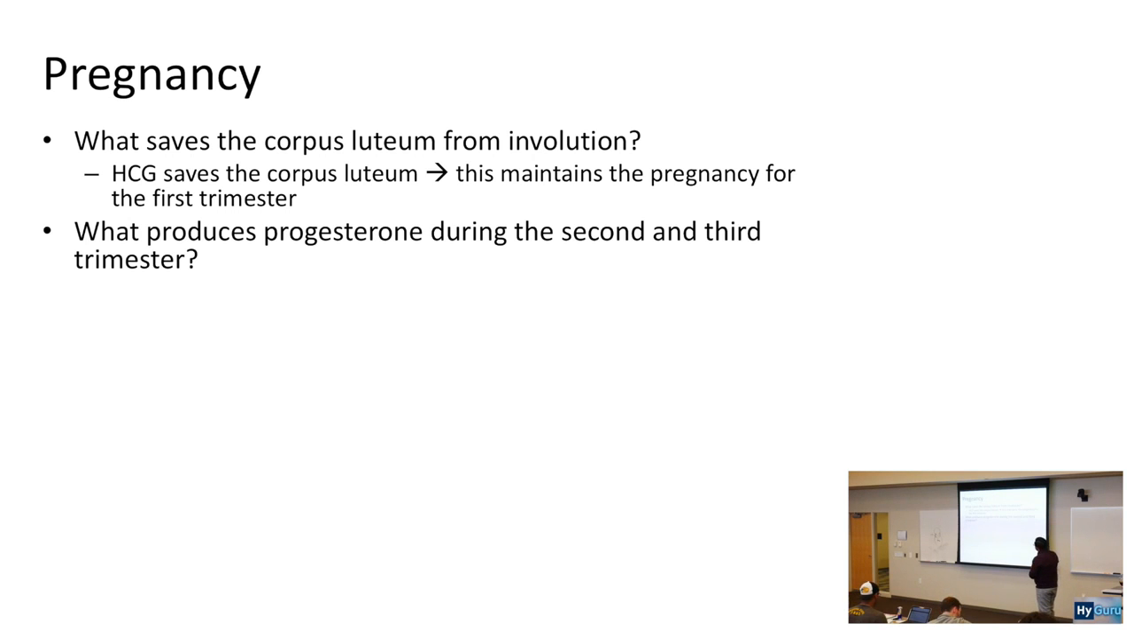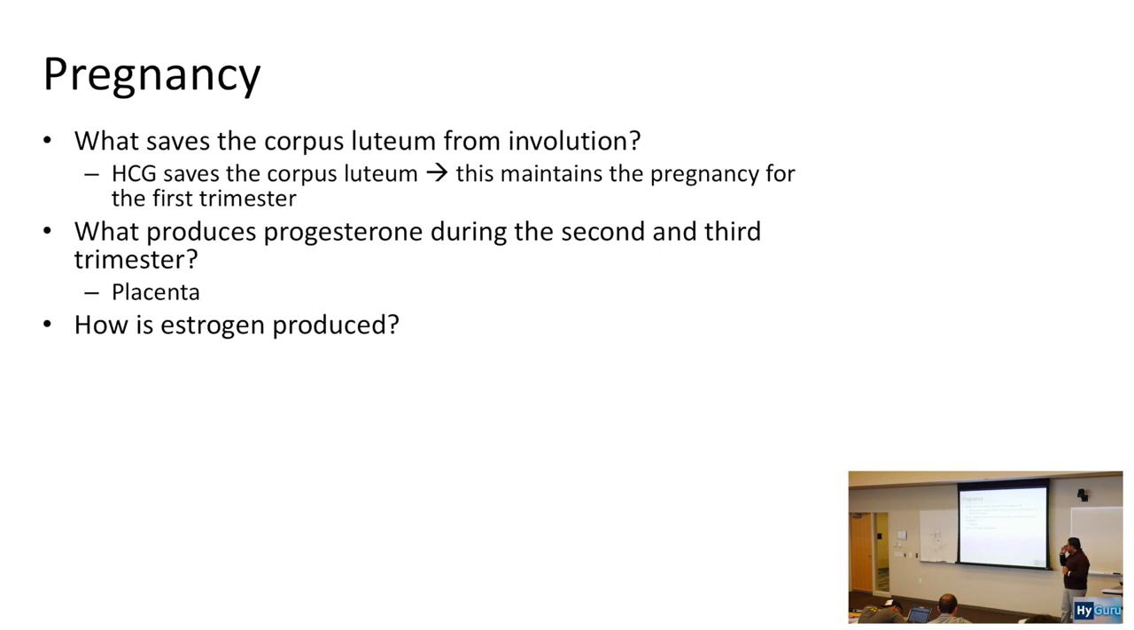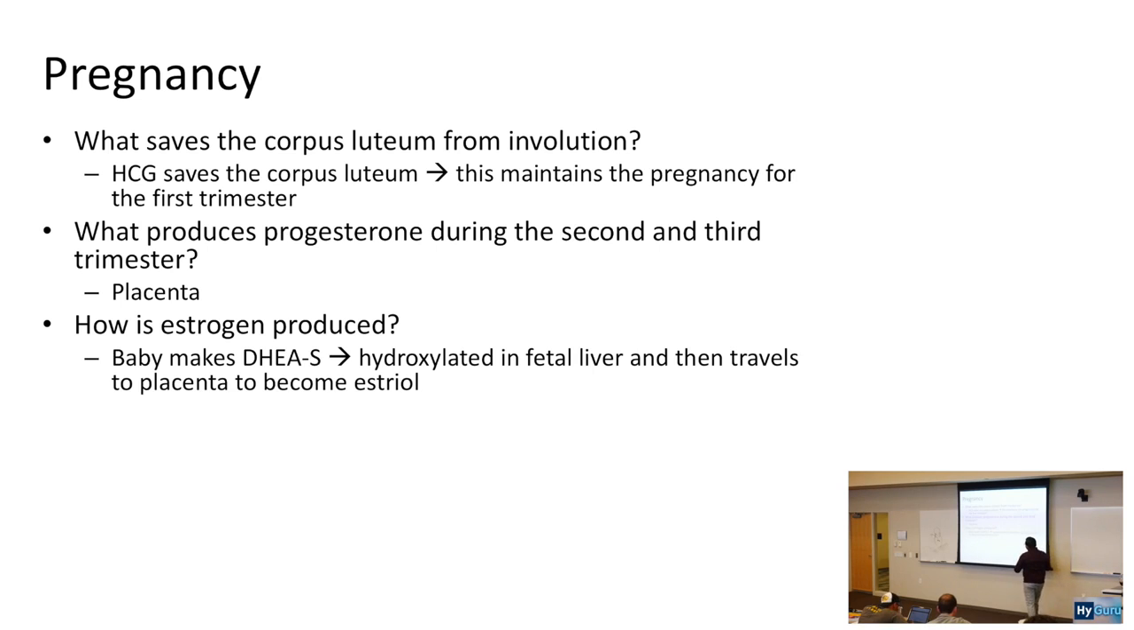So what produces progesterone during the second and third trimester? During the second and third trimester, it is going to be the placenta that is going to make the progesterone to become progestation. How is estradiol going to be produced? Estrogen is going to be produced because the baby is going to make its fetal androgens. Those fetal androgens are going to be hydroxylated in the fetal liver and then travel to the placenta, where they are going to get aromatized and become estriol.